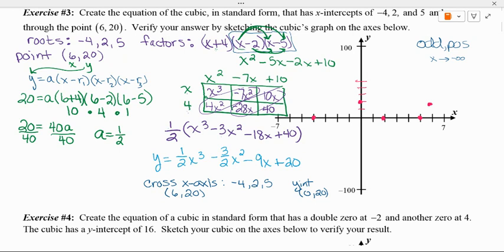Look in the odd positive box. Odd positive. They do go up and down, but I want you to look specifically in your odd positive box. Right here. So positive, odd.